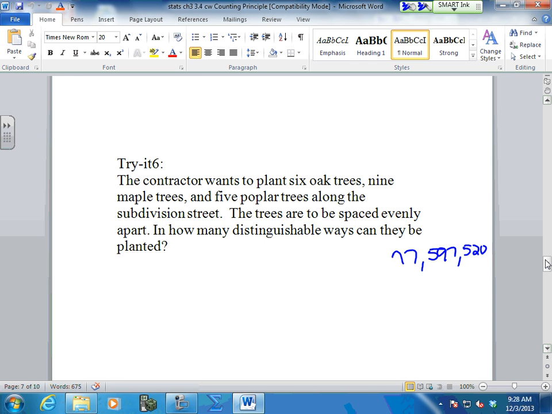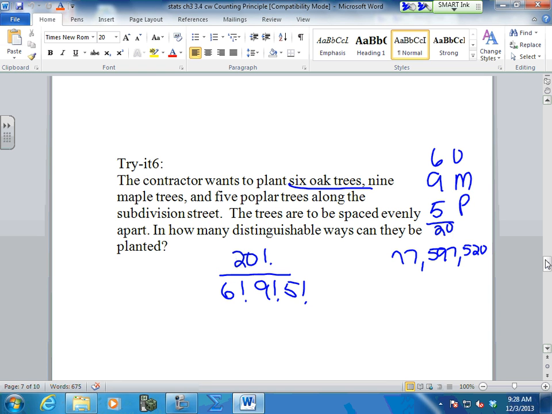Everybody get this one? So we have 6 oak trees, 9 maple trees, and 5 poplar trees. Altogether, he has 20 different trees to arrange. So 20 factorial over, take out your duplicates, 6 factorial, 9 factorial, 5 factorial. Take those duplicates out of there. And if you do them in your calculator, make sure you put parentheses around your denominator. There's a lot of different ways.